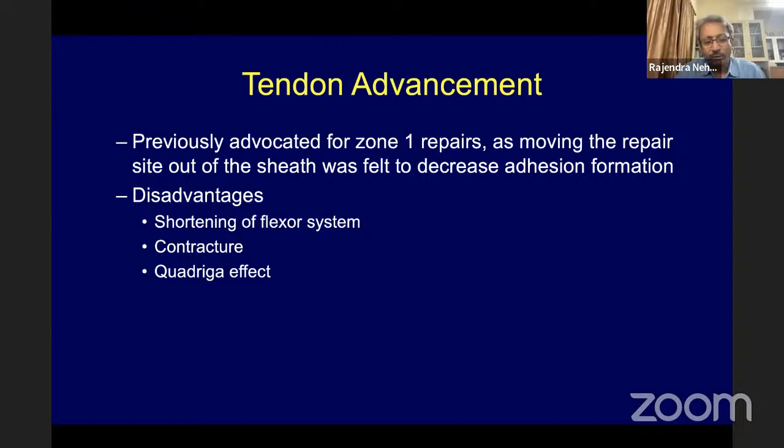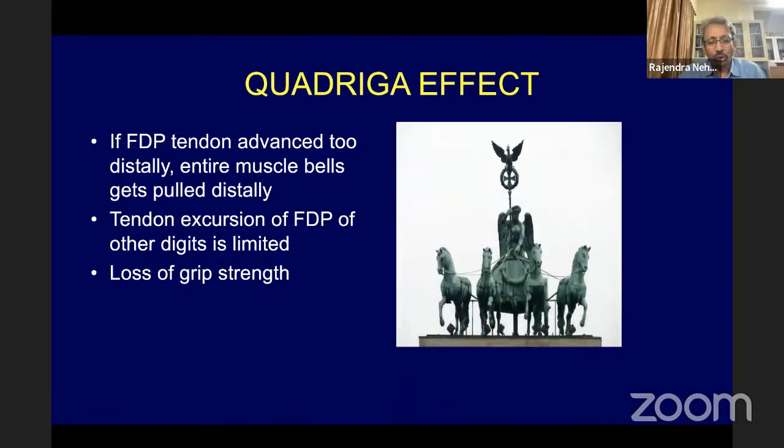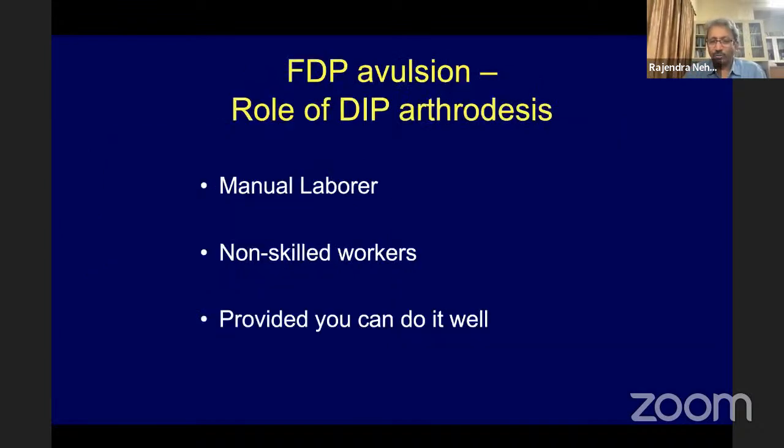So tendon advancement, which was previously advocated for zone 1 repairs as a way of moving the repair site out of the sheath, failed to decrease adhesion formation. However, if you try to do that, there is shortening of the flexor system of that finger, there is contracture of the finger, and you get a quadriga effect. So what is quadriga effect? It is like the 4 horses, and if you pull one horse more, the other horses cannot function. So with the quadriga effect, you get a loss of grip strength because the other flexor tendons will not work properly.